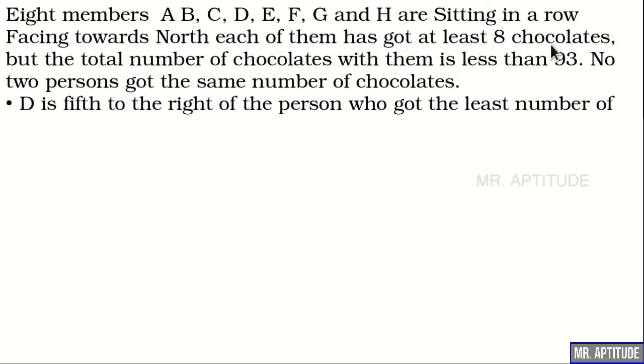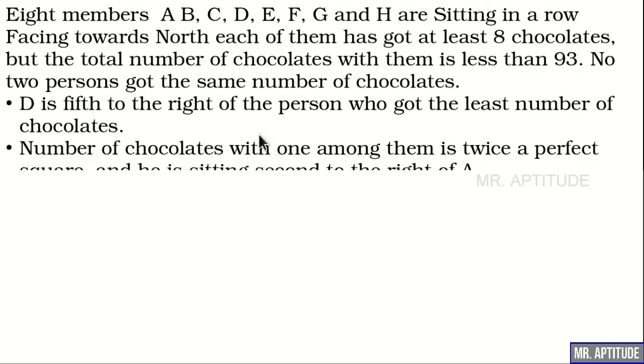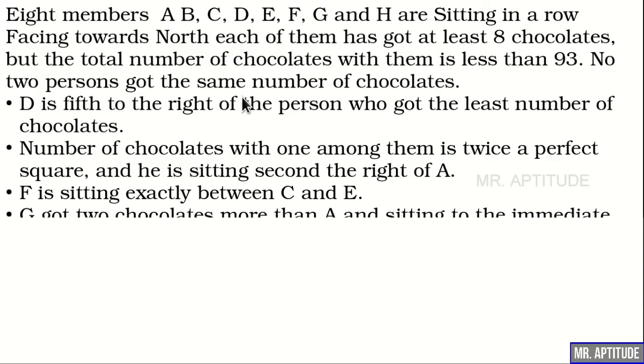So you have to find their arrangement, and along with that you have to find the number of chocolates with the given persons. You are given that the total number of chocolates with them is less than 93. No two persons got the same number of chocolates. In addition to this, you are given some more conditions here. D is fifth to the right of the person who got the least number of chocolates. Fifth to the right itself says that there should be exactly 4 members sitting between D and the person who got the least number of chocolates.